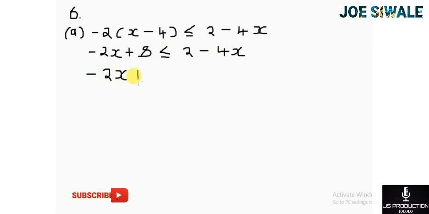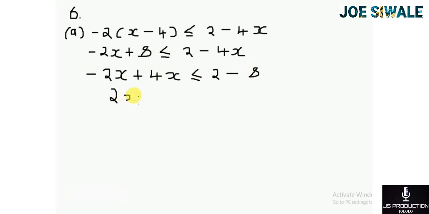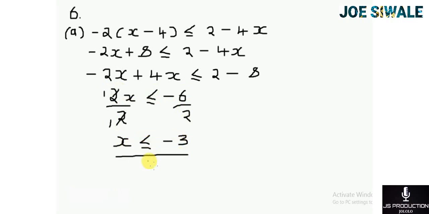Then I'm going to collect the like terms. So I'm having -2x plus 4x is less than or equal to 2 minus 8. -2x plus 4x, that's 2x, is less than or equal to 2 minus 8, that's -6. So I'm going to divide both sides by 2. So I'm going to have x is less than or equal to -6 divided by 2, that's -3.